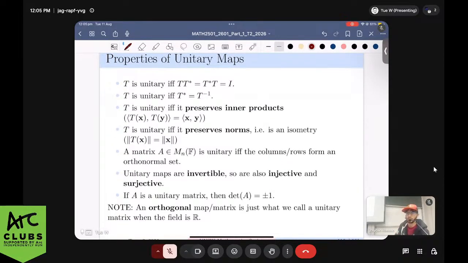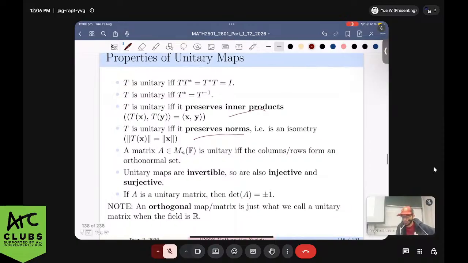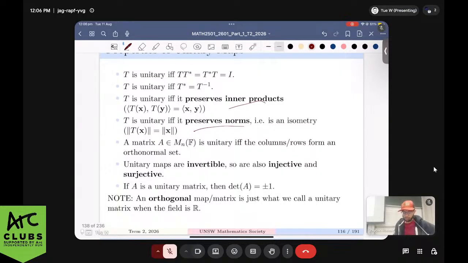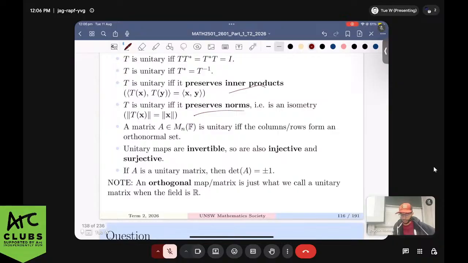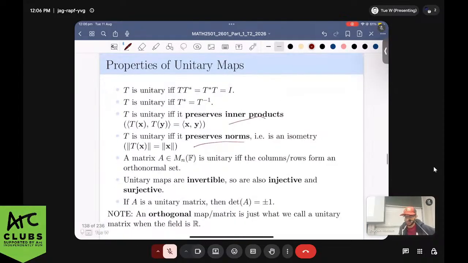Here are some properties of unitary maps. T is unitary if and only if T star T equals T T star equals I. Then you have a bunch of these: preserves inner products, preserves norms, unitary if and only if the columns are orthonormal. If it's a real matrix, you would say it's an orthogonal matrix. Unfortunately, it's not called orthonormal, but yeah. Unitary maps are invertible, so they are also injective and surjective. They're invertible because the inverse is actually the adjoint.